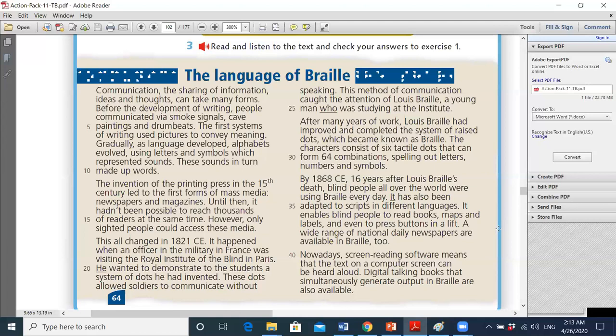Later on, the radio was developed. After the radio, we had the television being developed. And after that, now we have social media. All of this is called mass media. Until then, it hadn't been possible to reach thousands of readers at the same time. Nobody could tell the whole country of an announcement, for example, that they wanted people to know of.